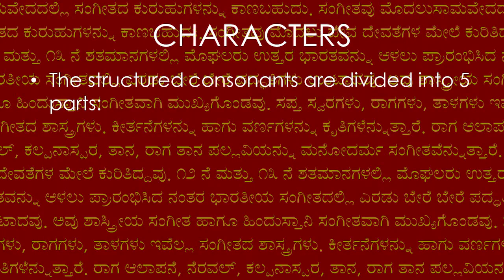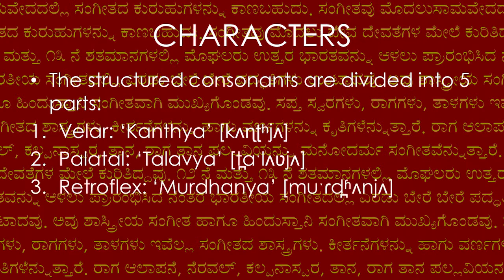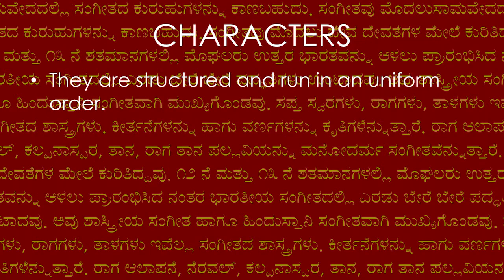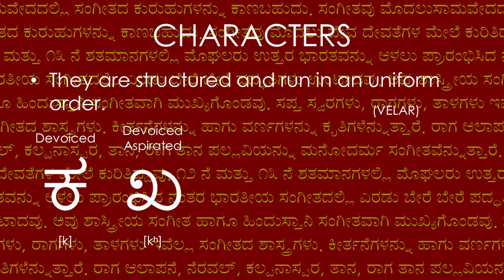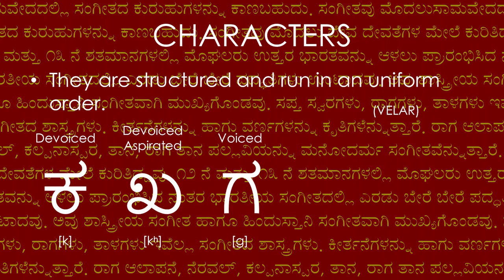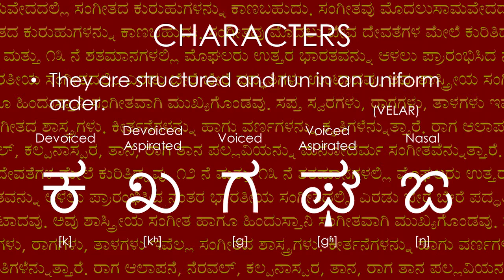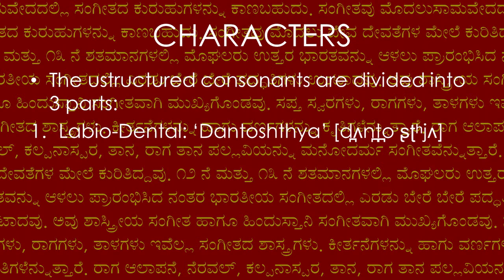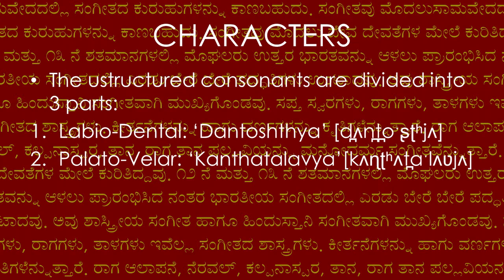The structured consonants are divided into 5 parts. Velar is called Kanthya, palatal, which is Talavya, retroflex, which is called Murdhanya, dental, which is called Dantya, and labial, which is called Osthya. Like we said earlier, they are all plosive and nasal consonants, and they all run in a uniform order. That is, devoiced plosive, devoiced aspirated plosive, voiced plosive, voiced aspirated plosive, and a nasal. That's the reason why they are called structured consonants. Now, the 3 unstructured consonants fall into 3 categories: labiodental, which is Dantosthya, palatovelar, which is Kanthatalavya, and labiovelar, which is Kanthosthya. Okay, we are done with this part.